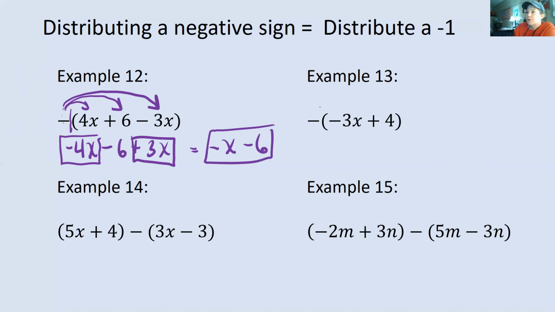All right, example 13, we're distributing the negative sign. So the opposite of negative 3x is positive 3x, and the opposite of plus 4 is minus 4.